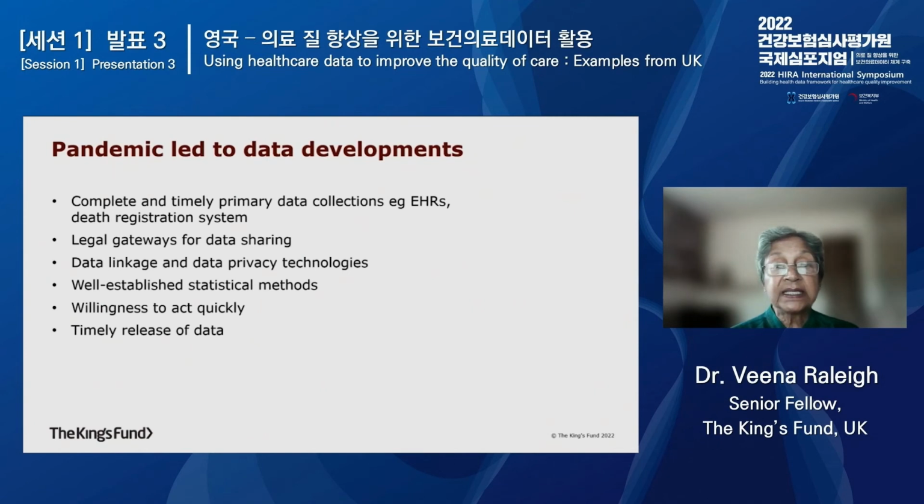So I'd mentioned earlier that the pandemic led to tremendous data developments. The electronic record systems helped. We have good legal gateways for sharing of data and record linkage, which put a lot of restrictions around privacy and so on. So there's no risk of disclosure of patient identity. We have well-established statistical routines for running queries on this data. And in the pandemic, there was a real move to try and release this data as quickly as possible. Next slide, please.